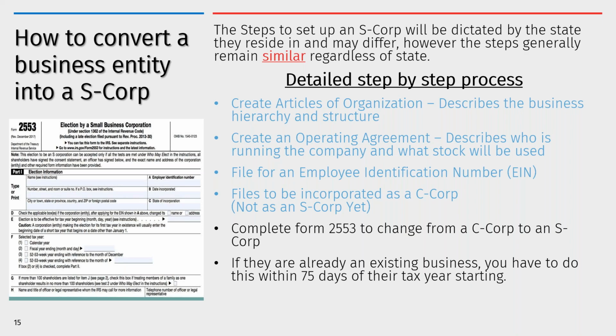This does not necessarily mean January 1st of the calendar year. It's just whatever tax year is selected on the Form 2553. You can see the section right here. Whatever their tax year is, they have to go ahead and start this within 75 days.